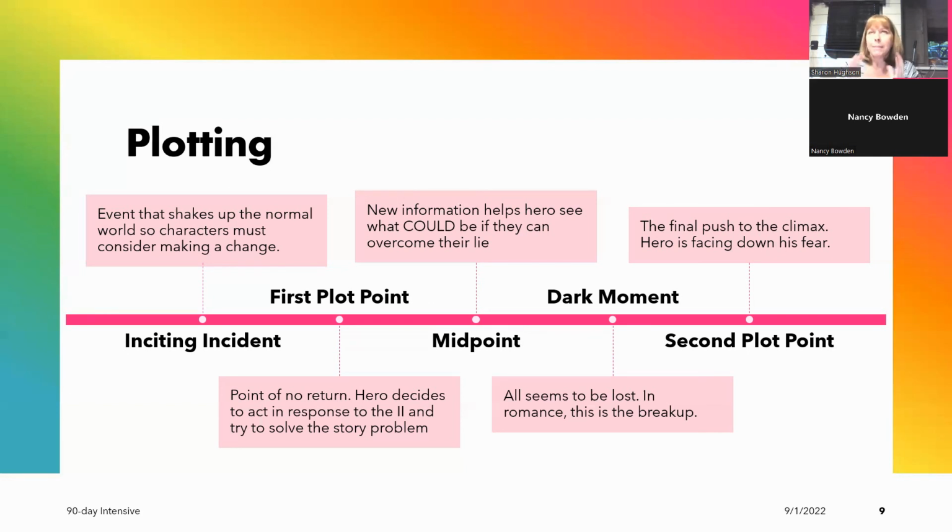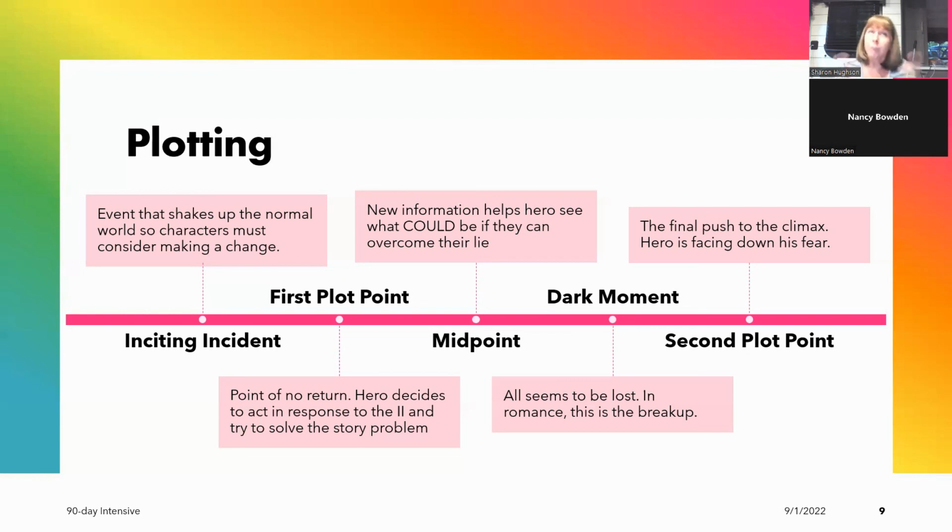Then the midpoint happens at about 50%. And this is generally when your character gets some sort of new information that helps them see what could be if they could only stop being deceived by their lie. If they could overcome their greatest fear and push towards the truth about themselves rather than believing the lie. And the midpoint can be very complex. It can be very simple. And so there will be a lesson later, actually in week 6, midway through, where I talk more about that.